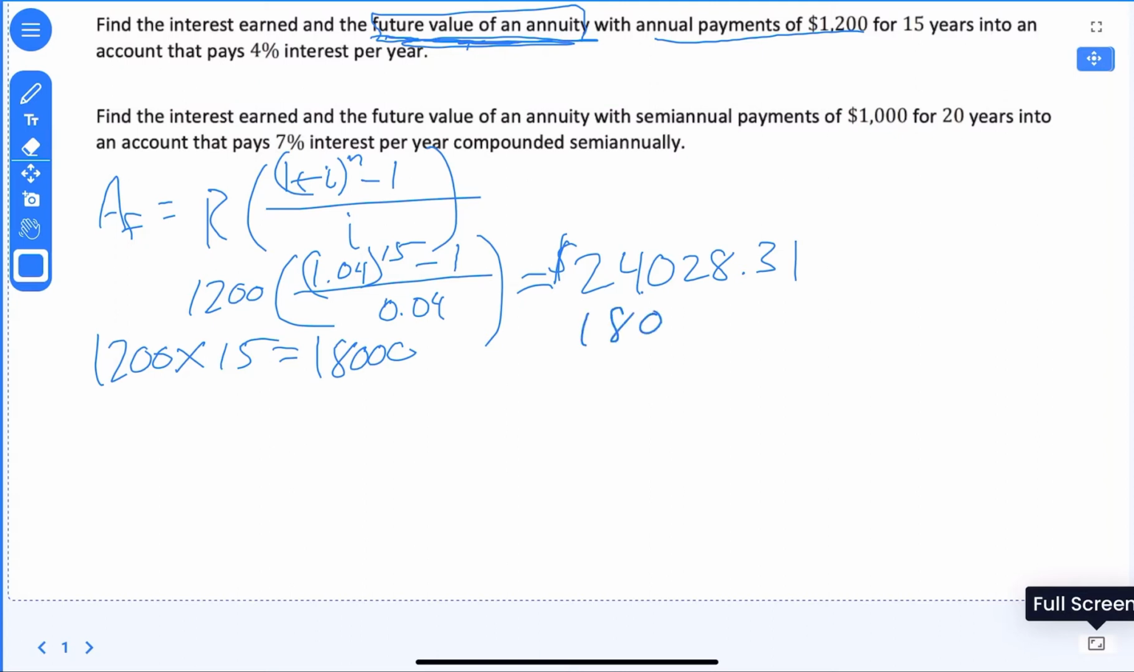Okay, so now I have to subtract 18,000, and that gives me a total of $6,028.31. So in 15 years, the bank basically gave you $6,000.